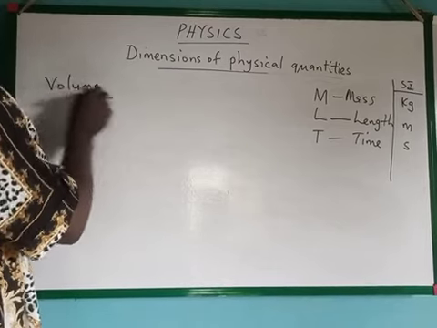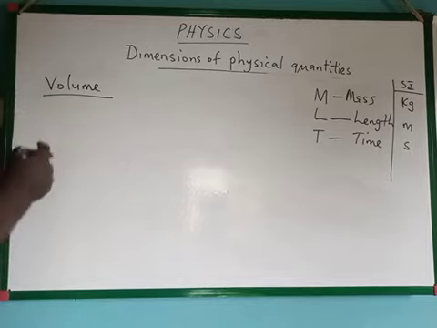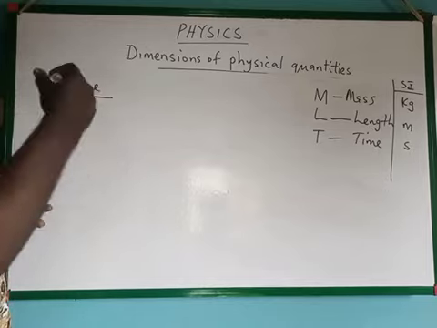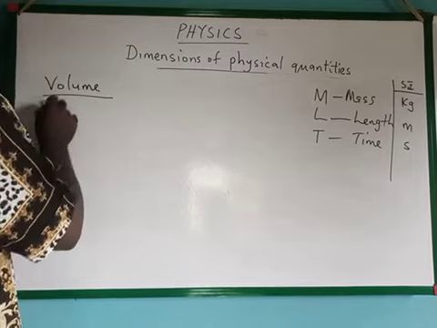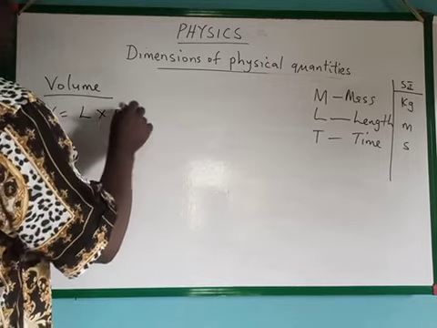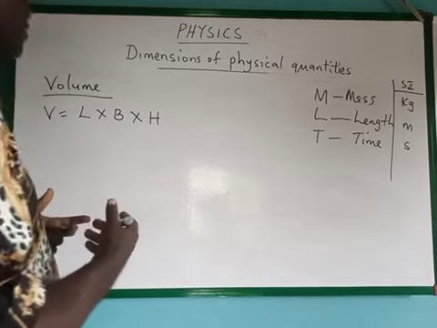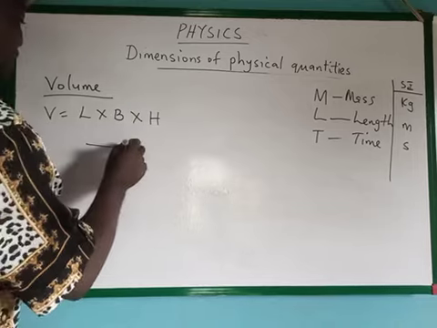So what is the dimensioning of volume? The first thing, like I said, and I'll be repeating, write the words, the formula. Volume is equal to what? Length times breadth times height. We're still going to use a case study of a cuboid. Look at this cuboid that I'm drawing.